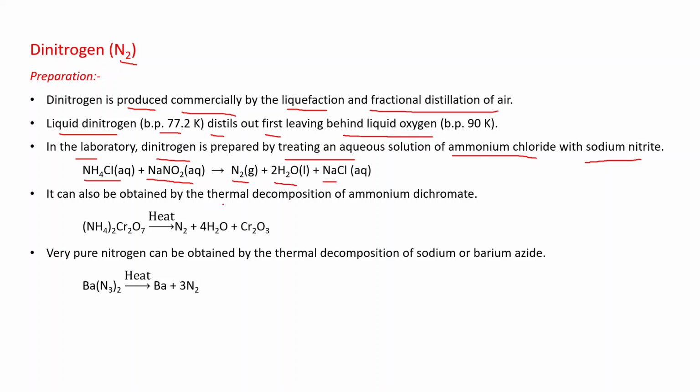It can also be obtained by the thermal decomposition of ammonium dichromate. Its formula is (NH4)2Cr2O7. When it is heated, it produces nitrogen.